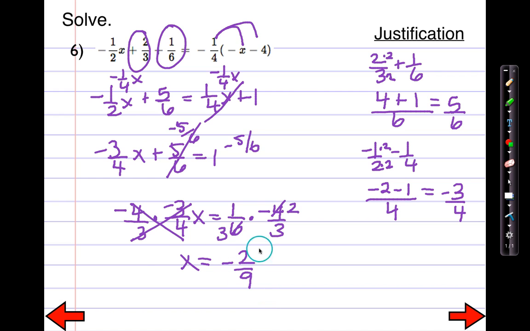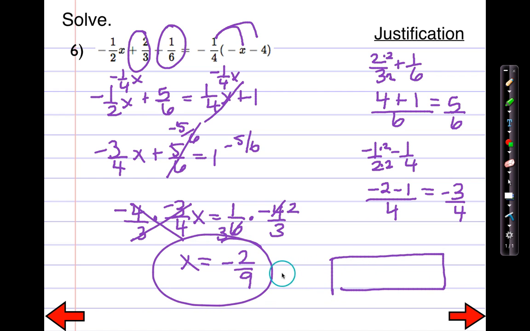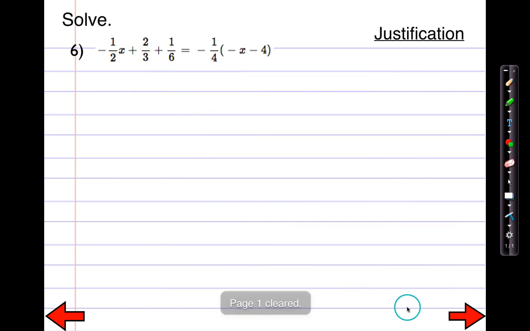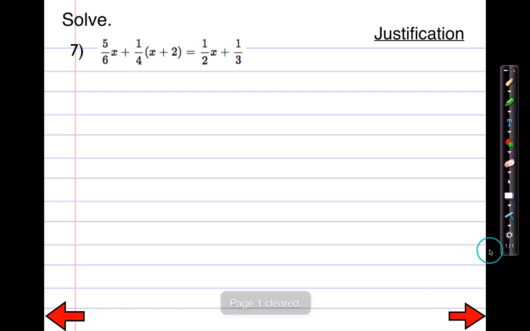Okay, so again, please make sure for the justification in the box that you're saying it's because x equals negative 2/9. Okay, so now number 7, my last example before you try one by yourself again.